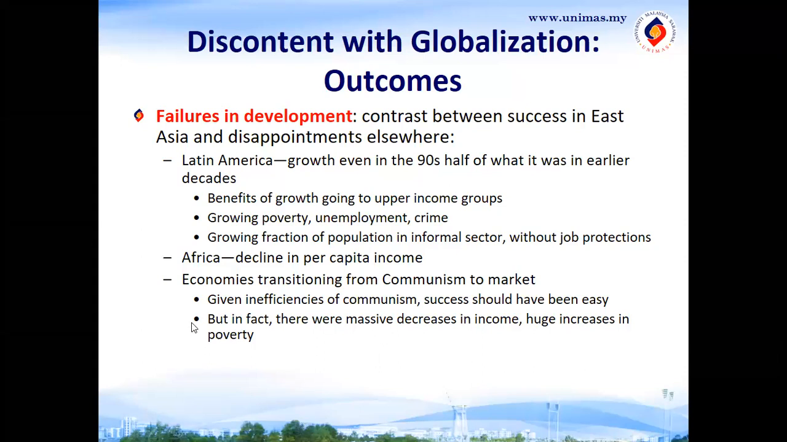Okay, so transitioning from communism to a market economy, given the inefficiencies of communism, success, example tadi lah, Albania and also China is a good example. Transition to the market economy, I wouldn't say it's easy, but as far as China is concerned, they took a very short time to do that, because of the leadership in the country. But in fact, there were massive decreases in income and also huge increases in poverty as well.